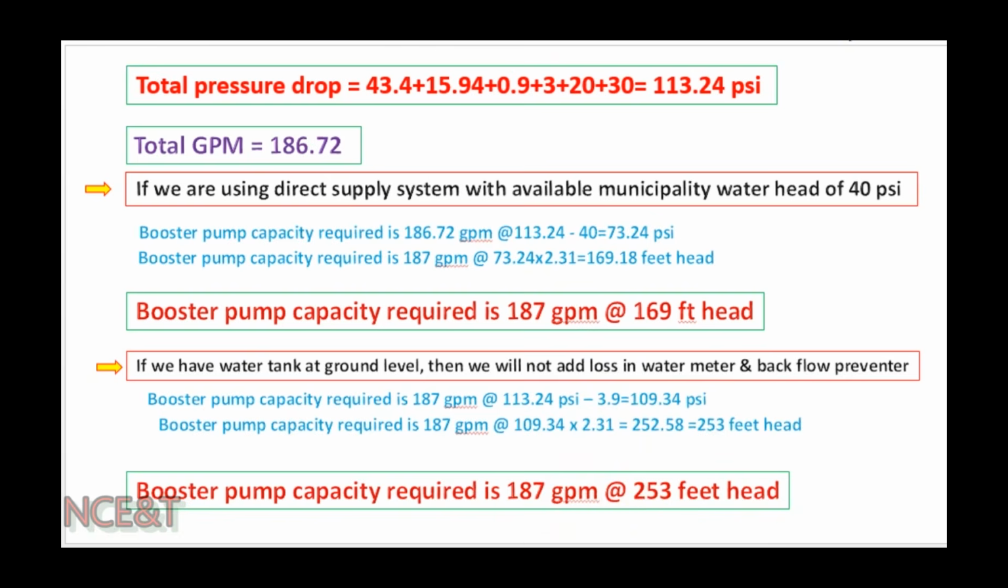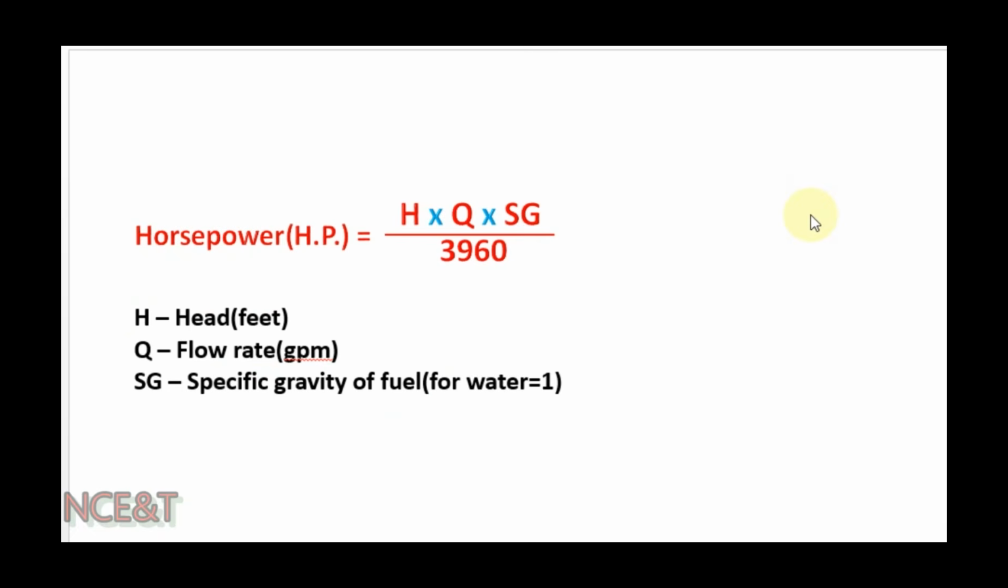feet. If we need to calculate this pump capacity in horsepower, then we have two formulas. One formula is HP equal to H times Q times SG divided by 3960, where H is the head in feet, Q is the flow rate in GPM, and SG is the specific gravity. For water it is 1. Another formula is HP equal to P times Q times SG divided by 1714, where P is the pressure in PSI, Q is the flow in GPM, and SG equal to 1 for water.